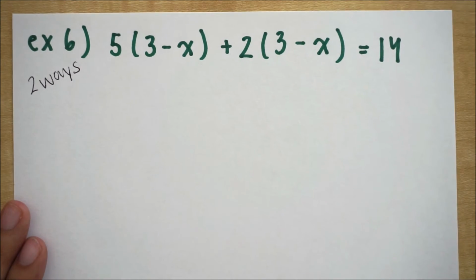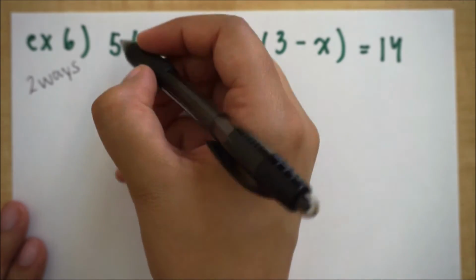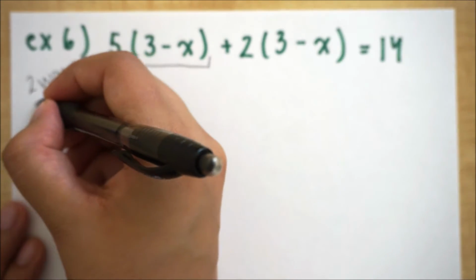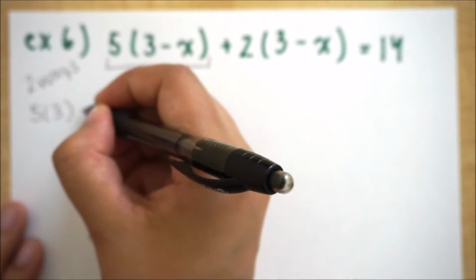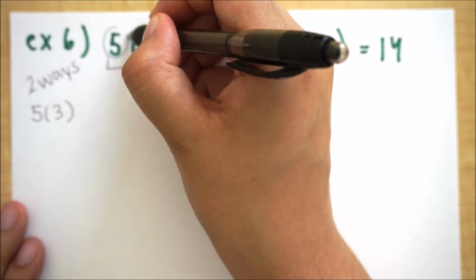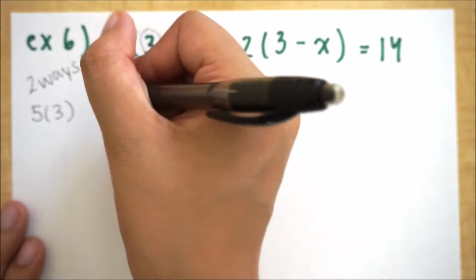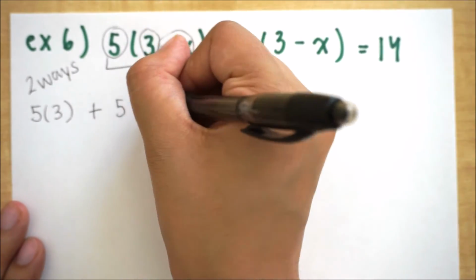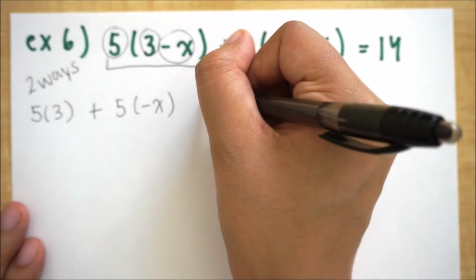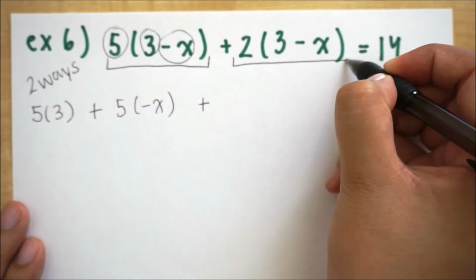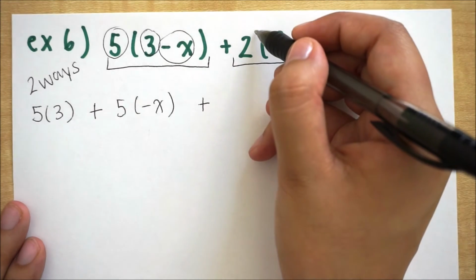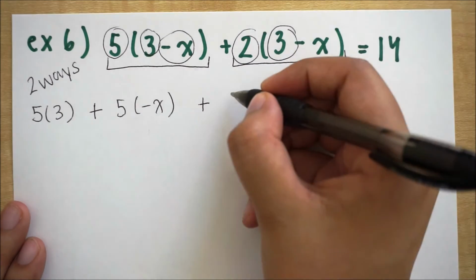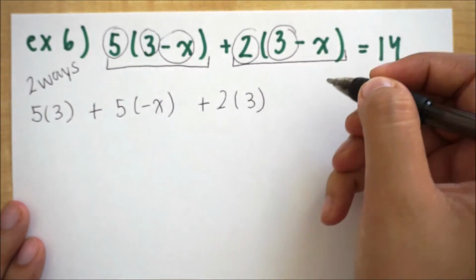This question we have to distribute twice. Okay, so there are two ways to actually do this problem. The first way is what we've been doing, so let's go ahead and do that. Let's distribute 5 into 3 and into negative x. So 5 times 3 plus 5 times negative x. And we add that to 2 times 3. So we're going to take 2 and multiply it by 3, and then take 2 again and multiply it by negative x. So 2 times 3 plus 2 times negative x.